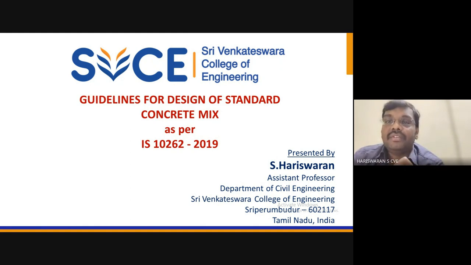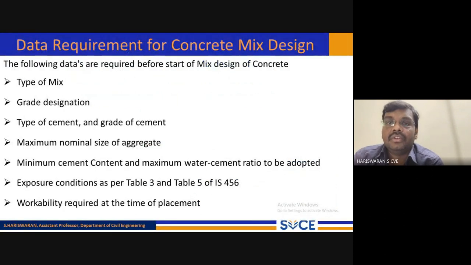That was all framed by the IS code number 10262, reframed in the year 2019. By this, we are able to get pure guidelines to get a concrete mix. So let us get into that. Before getting into that, we must be aware of what things we have to consider. Just like that, we can't proceed regarding the design of concrete. A basic idea we must need. As per the IS code, these are the things suggested.